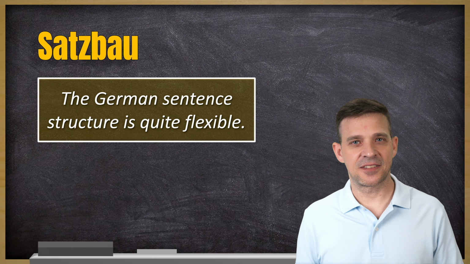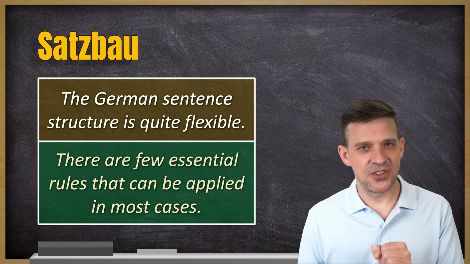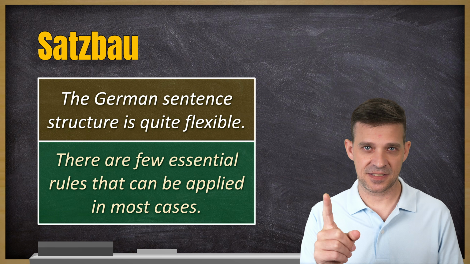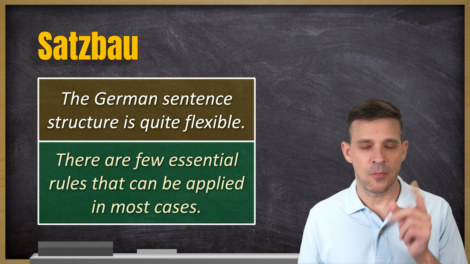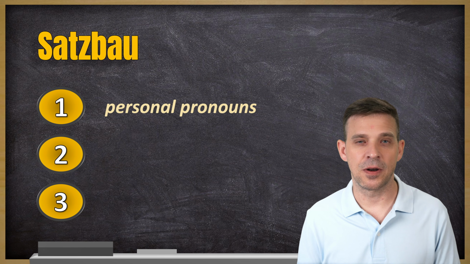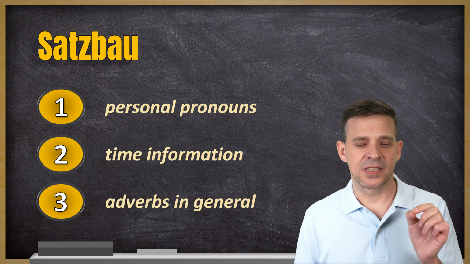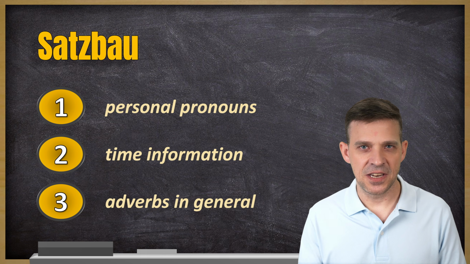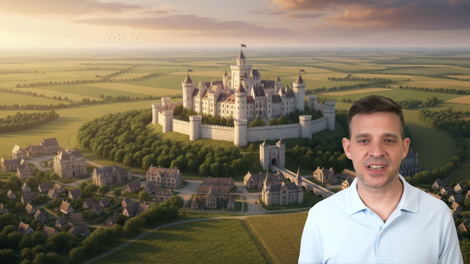So, we know the German sentence structure is quite flexible and annoying sometimes, I know. The good news: there are a few essential rules that can be applied in most cases. There are always exceptions, but for most cases, you will be correct when applying specifically those three rules. Number 1, Personalpronomen, personal pronoun. Number 2, time information. And Number 3, Adverbien, adverbs in general. And this is what we're going to cover in this video. This is what we are going to use in the German sentence structure kingdom.